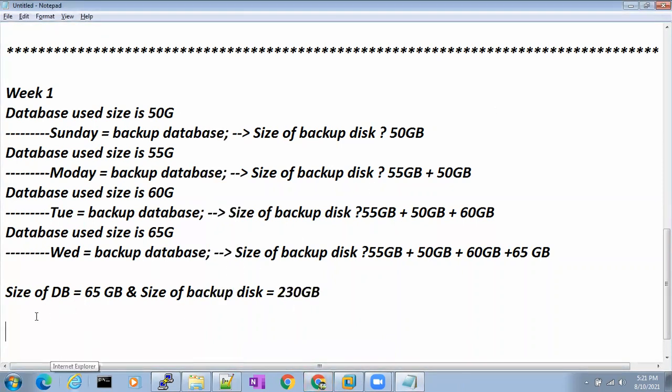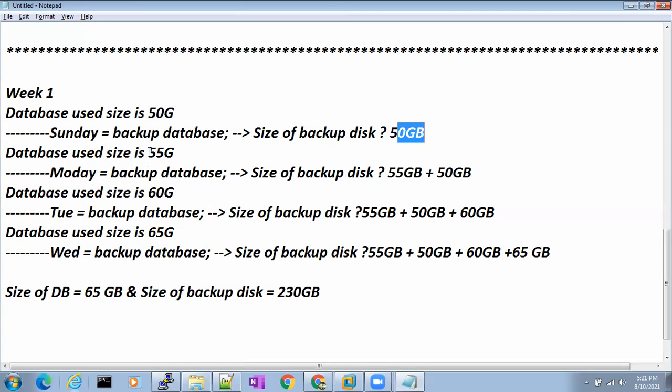Yes, sir. So what is the solution for this? Wait, I'll tell you what the solution is. For example, day 1 is 50 GB. The backup size is 50 GB. Okay, very good.